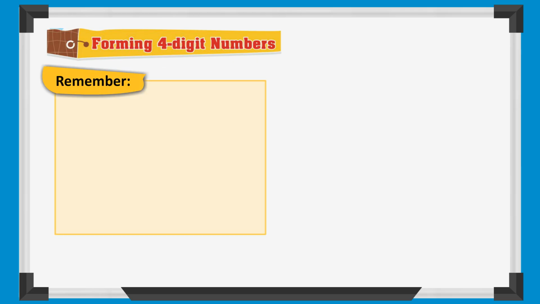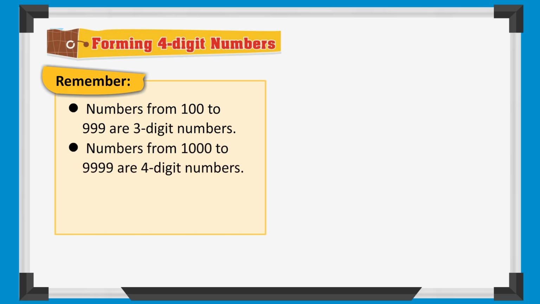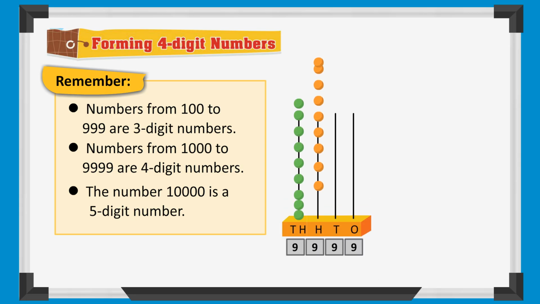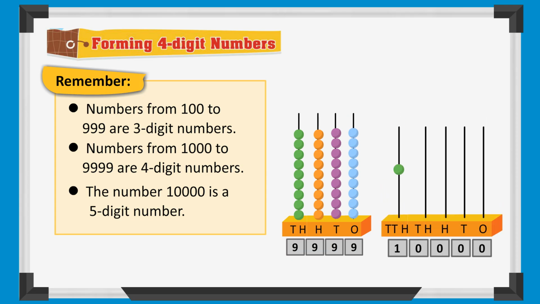4629. Remember, numbers from 100 to 999 are 3-digit numbers. Numbers from 1000 to 9999 are 4-digit numbers. The number 10,000 is a 5-digit number.